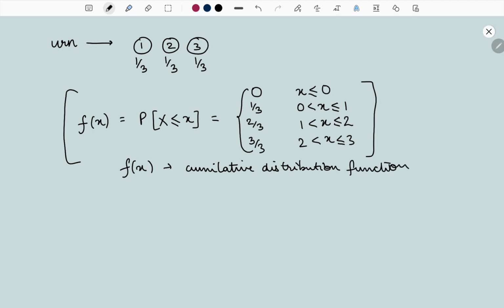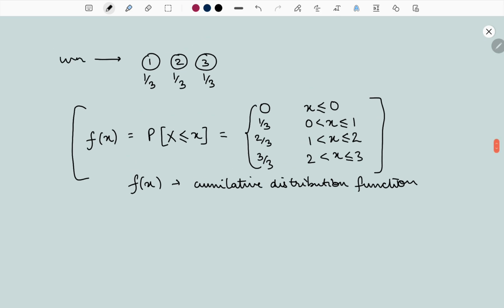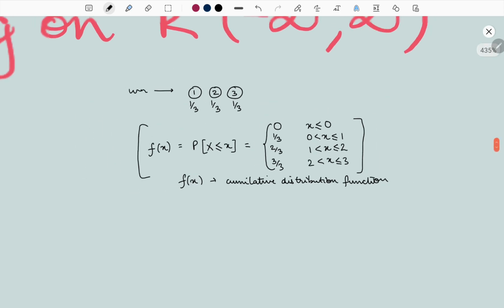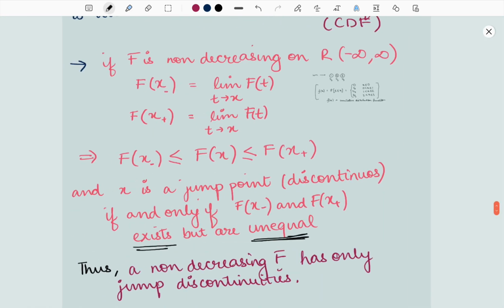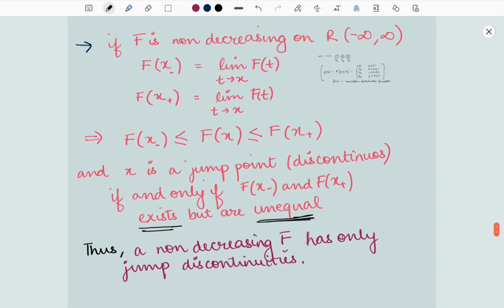I hope you understand this. It is not necessarily that the ball was supposed to be number 1 and it was chosen as number 1. After the outcomes we can know that it is 1, 2, and 3. So it is just for the sake of simplification. We can understand more with the help of the definition.